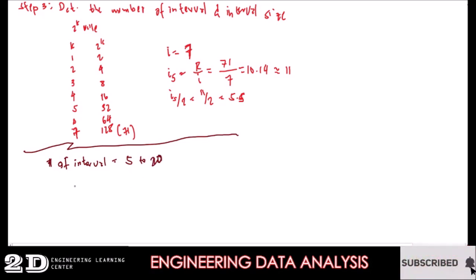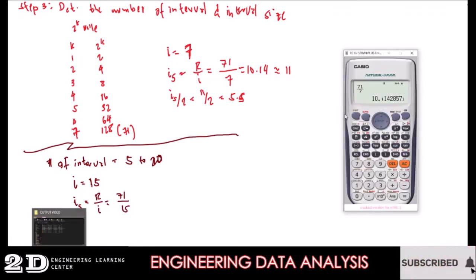So in our class, we will have the number of intervals equal to 15. You have 15 rows. Sometimes, when we round up, it may become lower than 15. So our number of intervals is 15. To get the interval size, we have the range over the number of intervals. So we have 71 over 15. Let's use our calculator again. 71 over 15 is equal to 4.7.